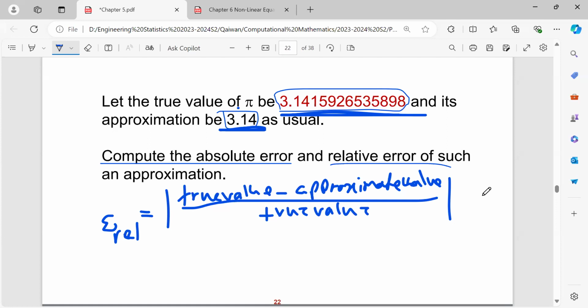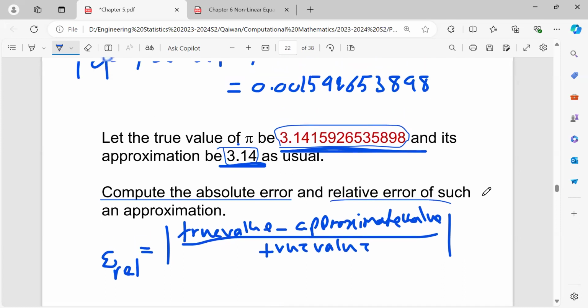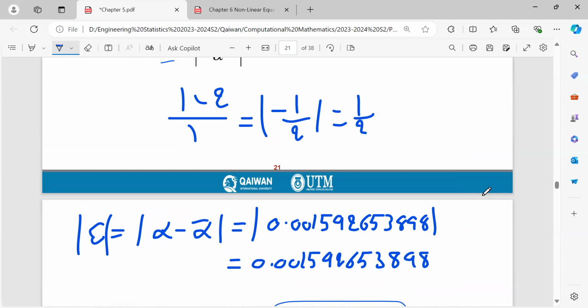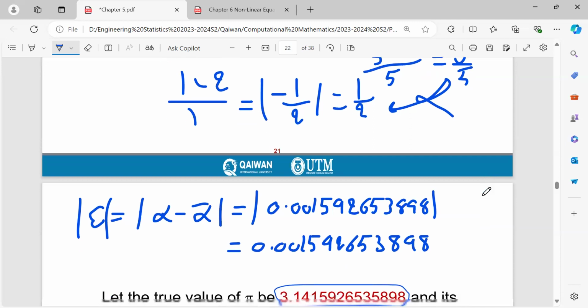Can we also change one, that can say 1 minus approximate value? No, it's not true. Look, let's take an example. Let's see if we have 1 minus 2 dividing by 1. It equals to what? Negative half, which is half. How about if you have 5 minus 2 divided by 5? It's 3/5. Are these equal? No. So you cannot change it. If the true value changes, it will be changed, as it's not multiplication.